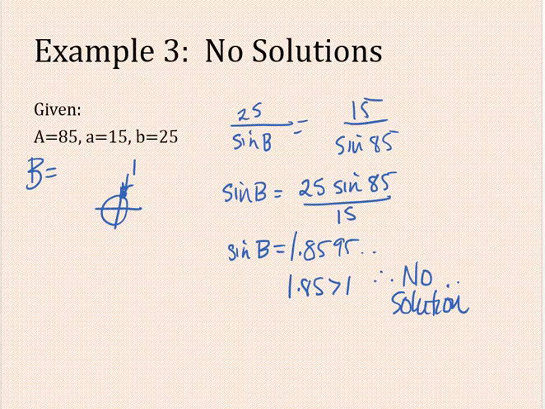So you're done. You have to show me this work. You have to show me that the sine value comes out to be greater than 1 as your justification for no solution. Now I know it's a lot, but I want you to try one on your own.